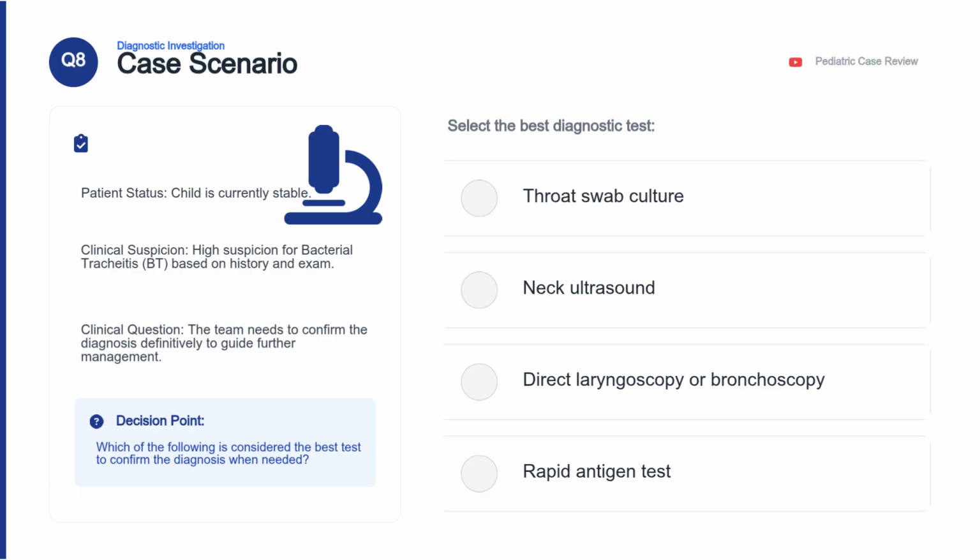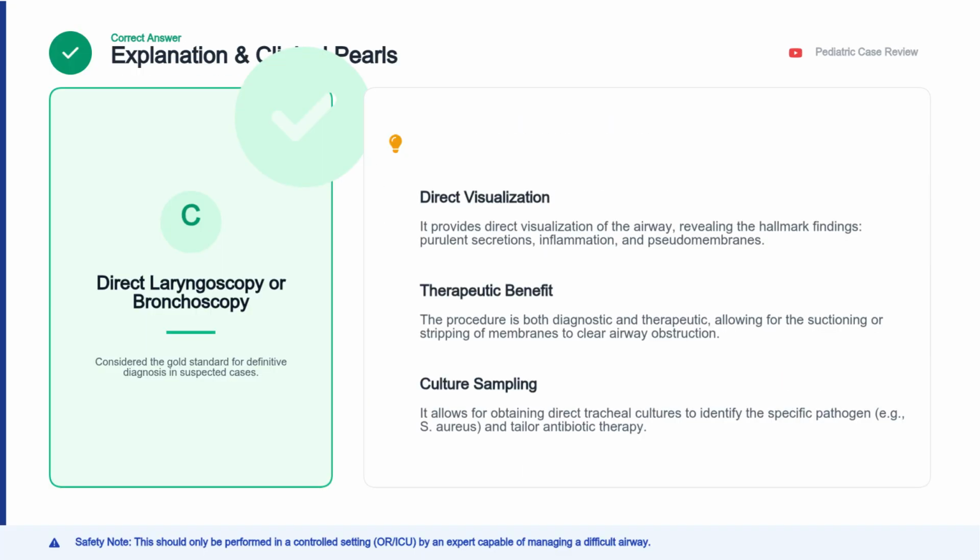Option A, throat swab culture. Option B, neck ultrasound. Option C, direct laryngoscopy or flexible bronchoscopy. Option D, rapid antigen detection test. The correct answer is C, direct laryngoscopy or flexible bronchoscopy.